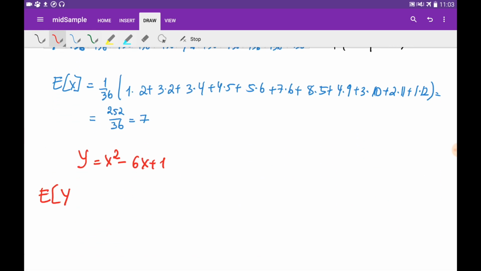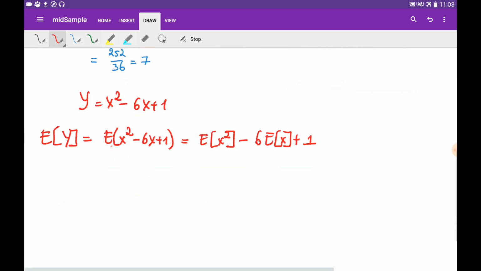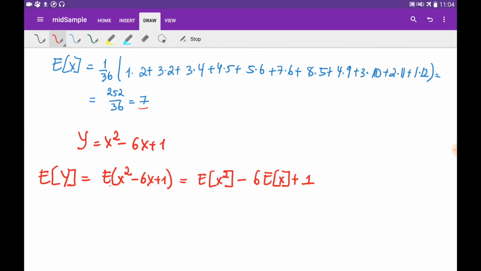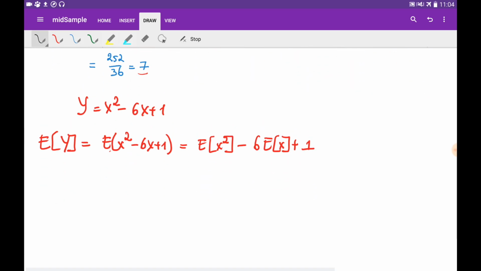So the expected value of the new variable y is going to be the expected value of x squared minus 6x plus 1. We can apply this expectation to all three terms. It's going to be the expectation of x squared minus 6 multiplied by the expectation of x, plus the expectation of the constant, which is simply the constant. We just found that the expectation of x is equal to 7.